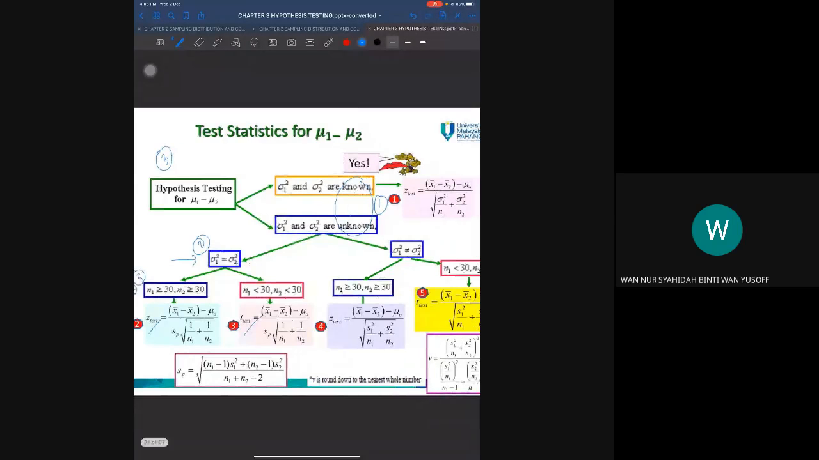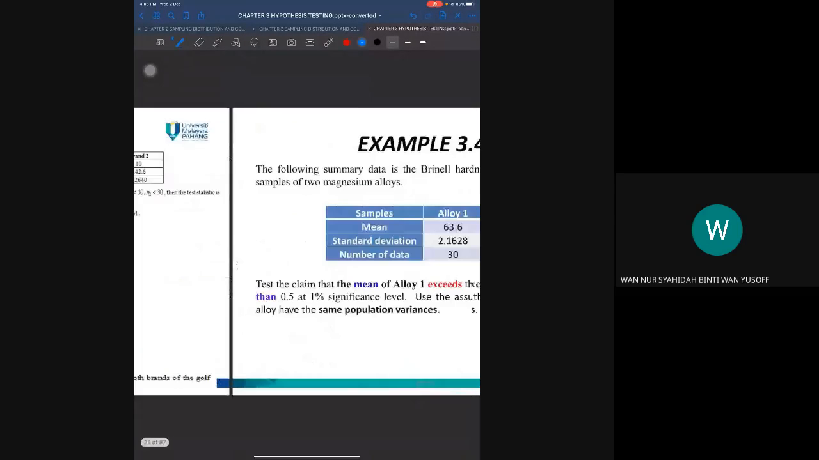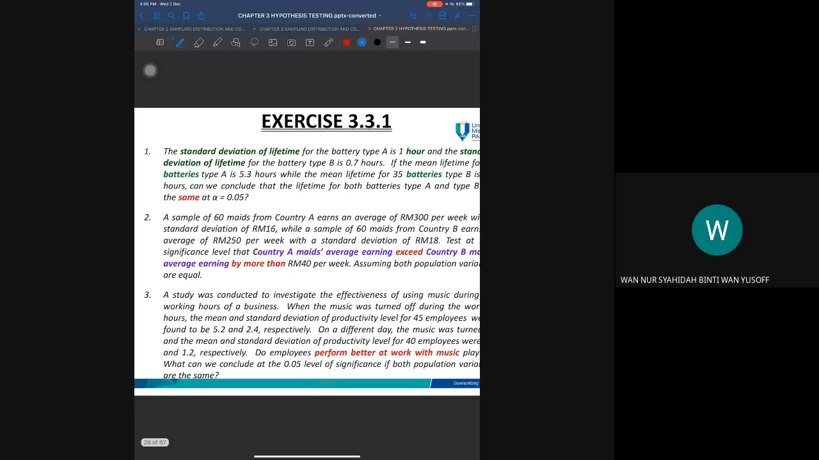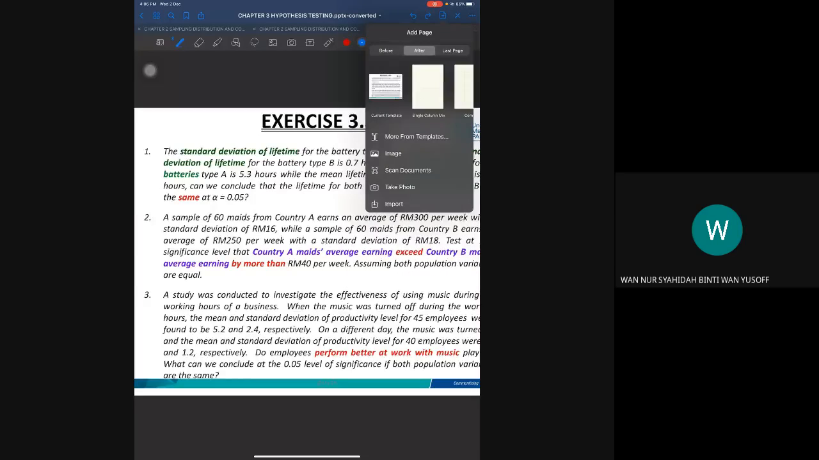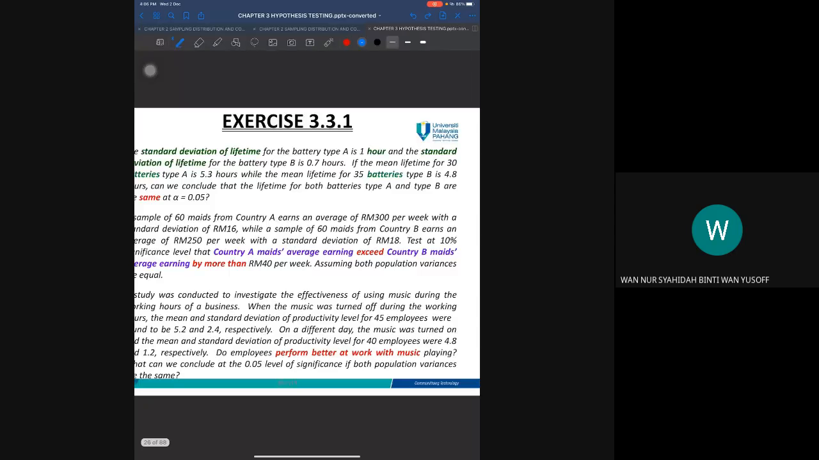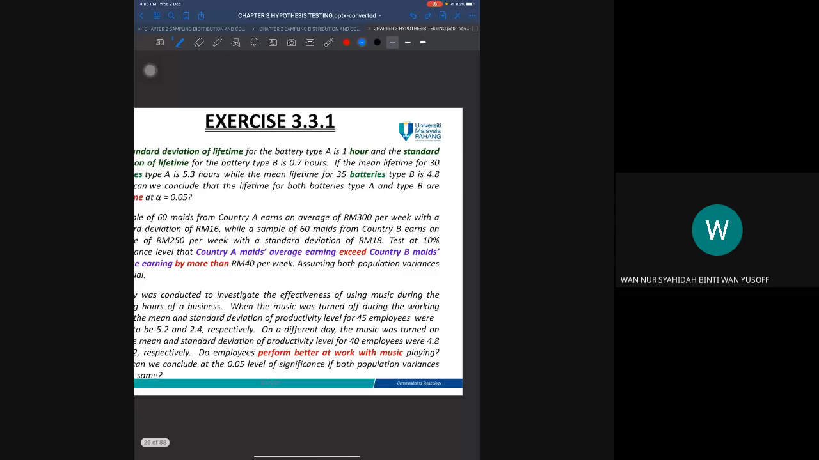So we go to exercise 3.3.1, number 3, the one that I asked you to do. The first step before we solve is to extract the information.